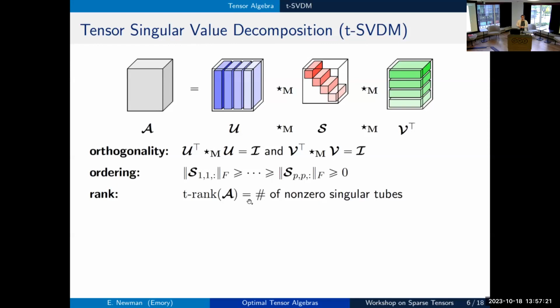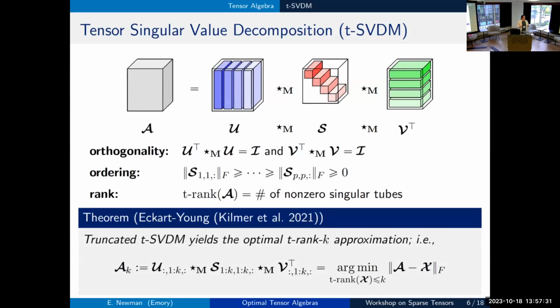Okay, so that is the number of non-zero red tubes you see there. And from this decomposition, we also get an optimal representation. In particular, we have an Eckart-Young theorem that says the truncated t-SVDM is the best low t-rank approximation. This is not something you get for free in other tensor decompositions. You get this when you have mimeticity here.